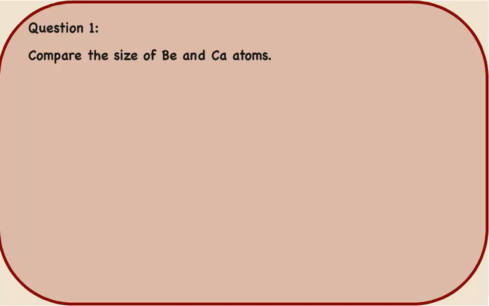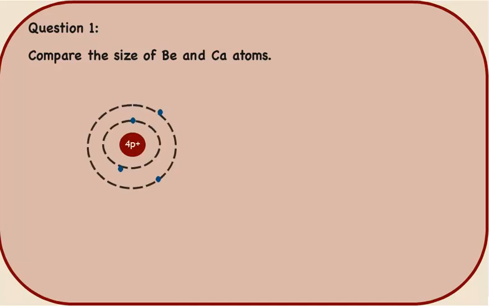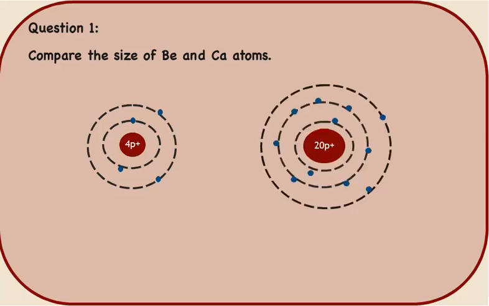We have beryllium, which has 4 protons, and so 4 electrons. And we have calcium, which has 20 protons and 20 electrons. Their electron configurations look like these. You will realize they both have 2 valence electrons, so they are located in the second group. As you see, while beryllium has 2 energy levels, calcium has 3 energy levels. So since calcium has 1 more energy level, which is farther away from the nucleus, the atomic radius of calcium is bigger than beryllium.